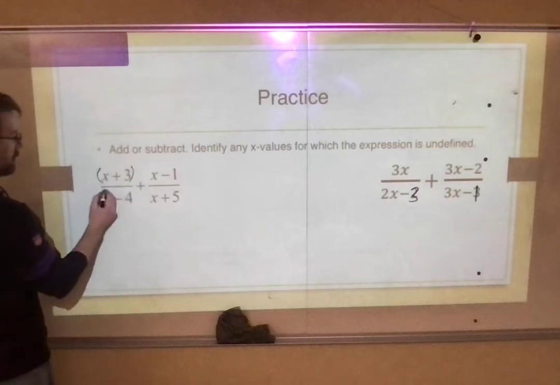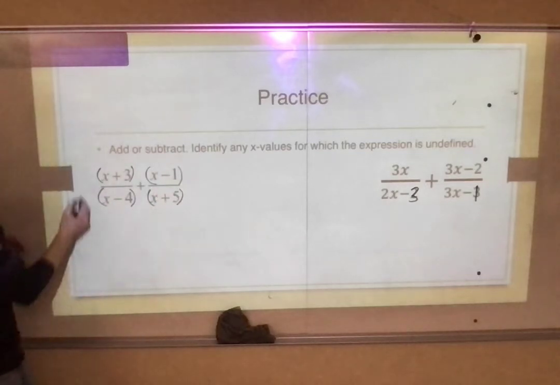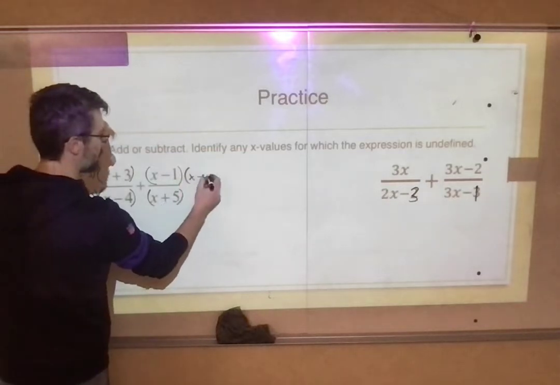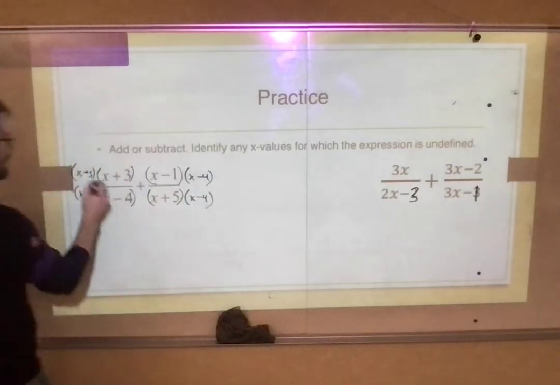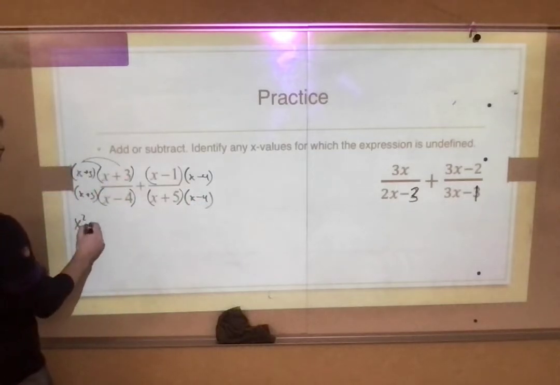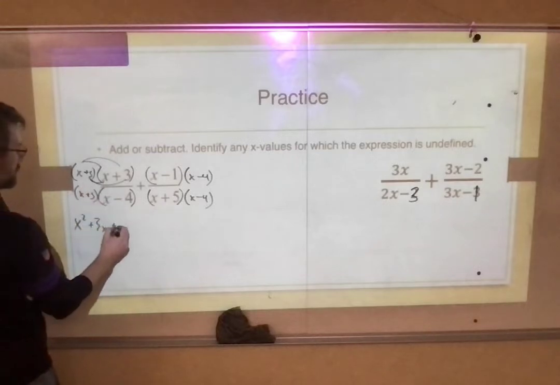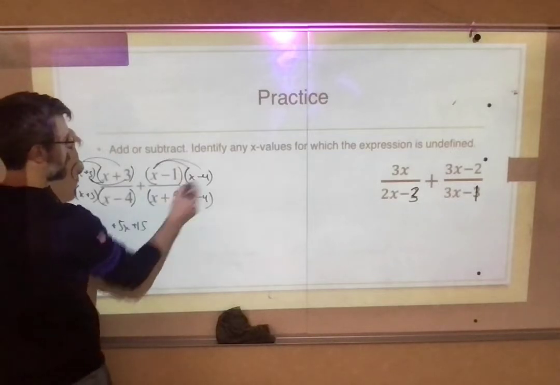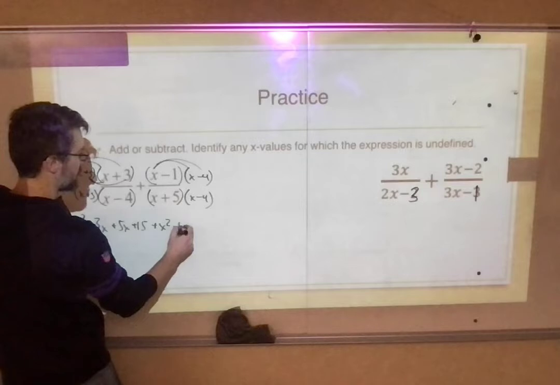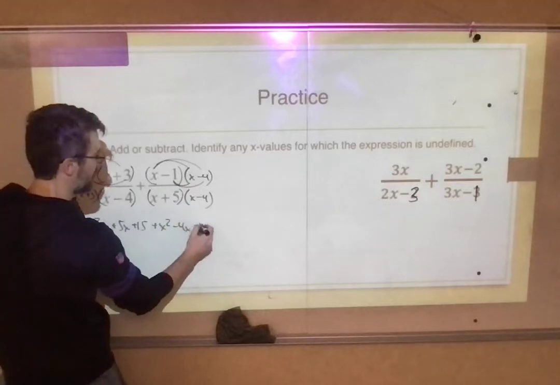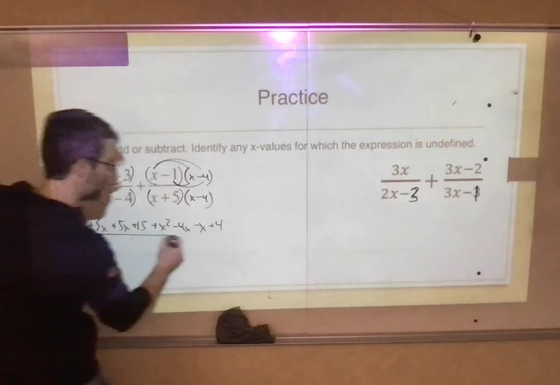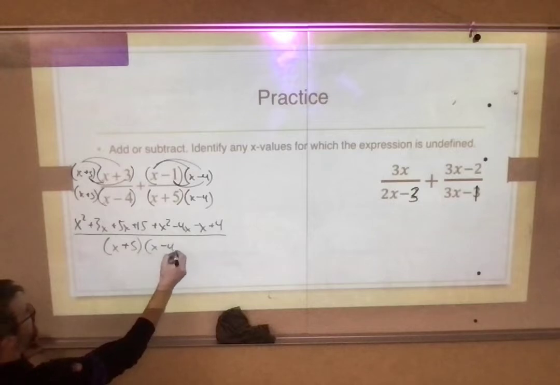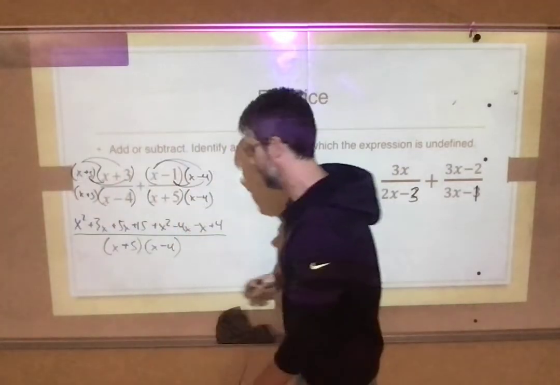Okay, so I'm going to try to buzz through these. X plus 5, x plus 5, x minus 4, x minus 4. Then we've got some foiling to do. X squared plus 3x plus 5x plus 15. And then over here we've got x squared minus 4x and minus x plus 4. And then our denominator, x plus 5, x minus 4, is common.